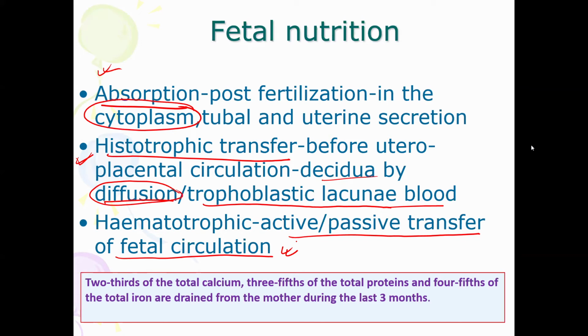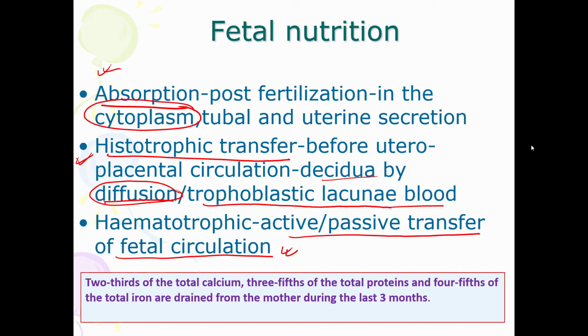Okay, and this is the main form, and it continues, and the placenta is the main organ which supplies all the nutrition to the fetus. So, very early absorption within the cytoplasm, from the cytoplasm, then from the tubal and uterine secretion. So basically this is the histiotrophic transfer from the decidua, before the uteroplacental circulation, and then the hematotrophic transfer, that is active and passive transfer of the fetal circulation.